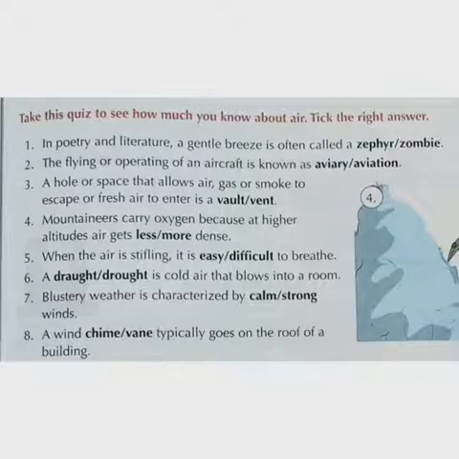Look at the fourth question. Mountaineers carry oxygen because at higher altitudes air gets less or more dense. Atmospheric pressure is low at high altitudes, so less oxygen is available for breathing, so mountaineers carry oxygen cylinders with them. Mountaineers carry oxygen because at higher altitude air gets less dense. Less is the answer. Next one, when the air is stifling, it is easy or difficult to breathe.